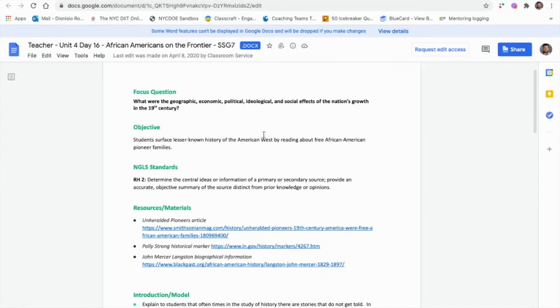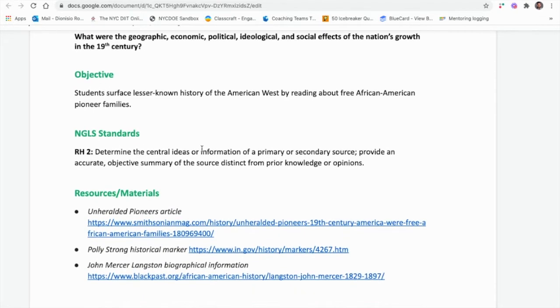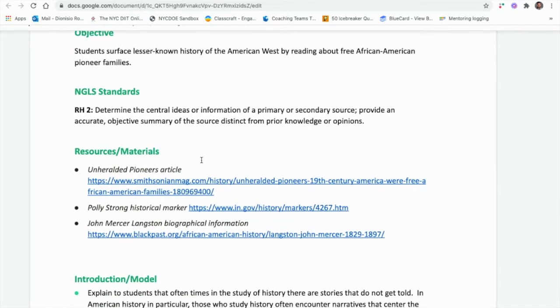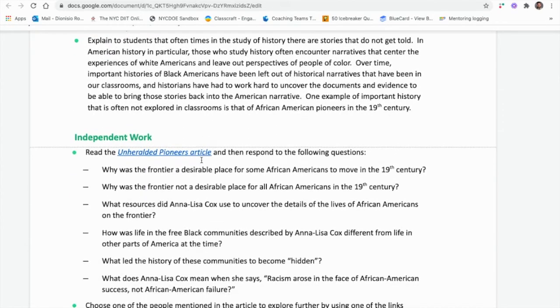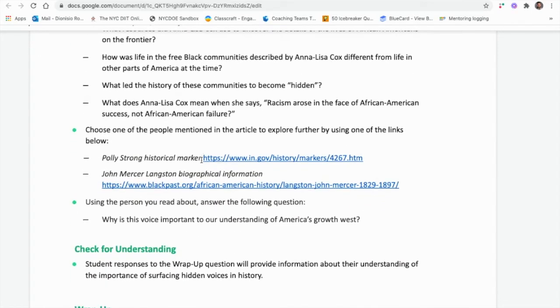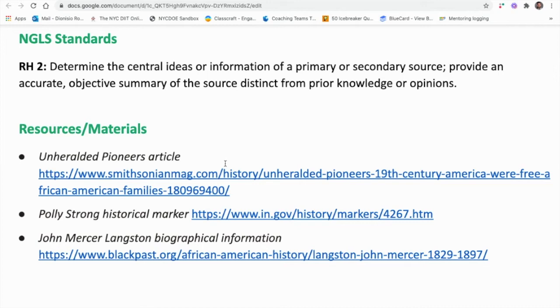So here we have the teacher-facing document that includes the focus question, the objective, the next generation standards, the resources and materials used for this lesson, the introduction and model, the independent work activities, the check for understanding, and finally the wrap-up. The lesson objective is students surface lesser-known history of the American West by reading about free African American pioneer families. We'll be using 3 resources for this lesson: the Unheralded Pioneers article, the Polly Strong historical marker, and the John Mercer Langston biographical information.